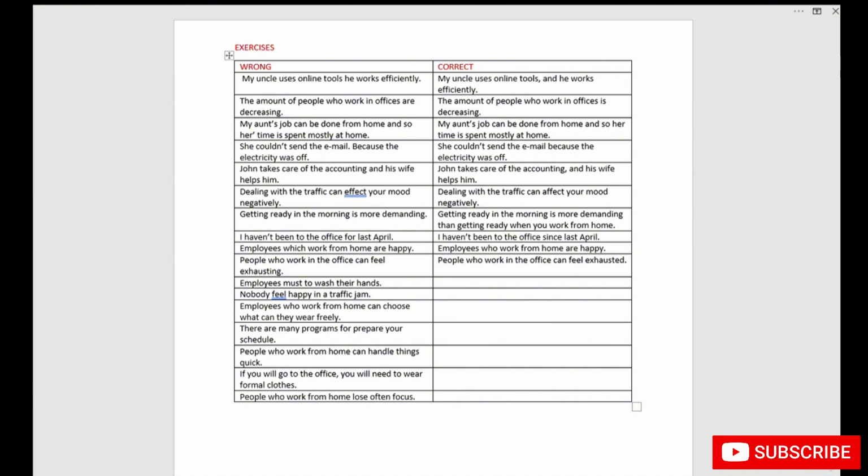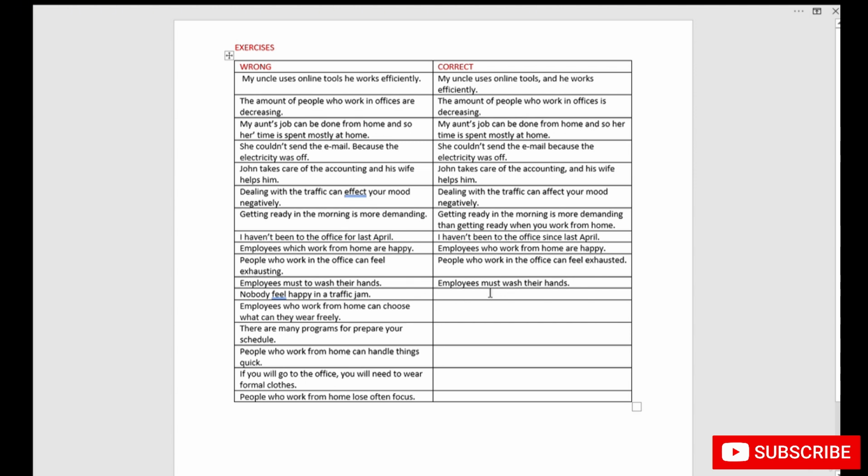Now it would be correct if I say working in the office can be exhausting, but because I am talking about feelings, I should say exhausted. And the next one, "employees must washing their hands", and the correct version is employees must wash their hands. Remember that we don't use infinitive after a modal verb.